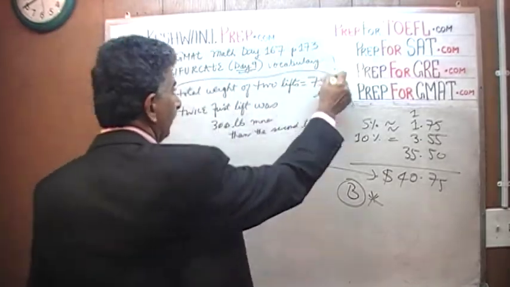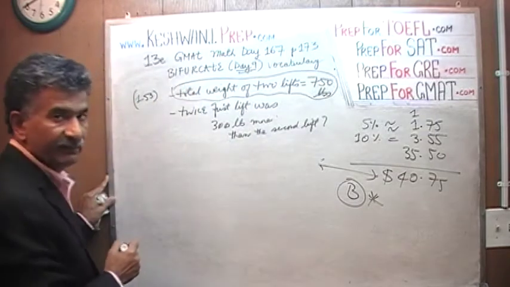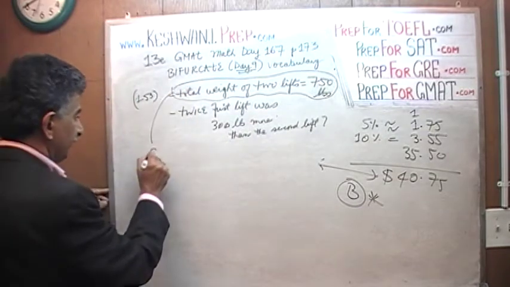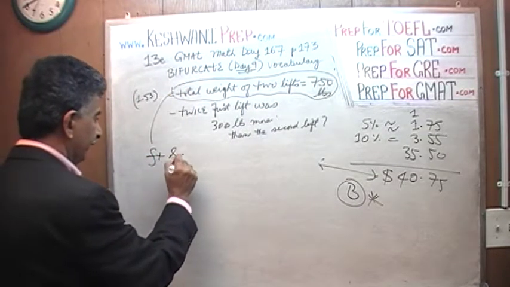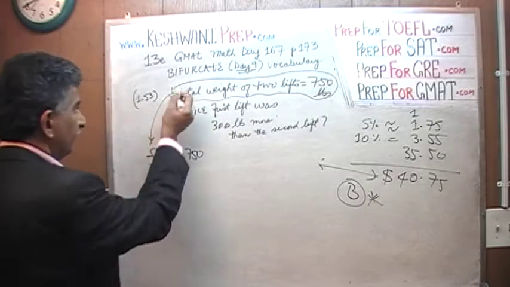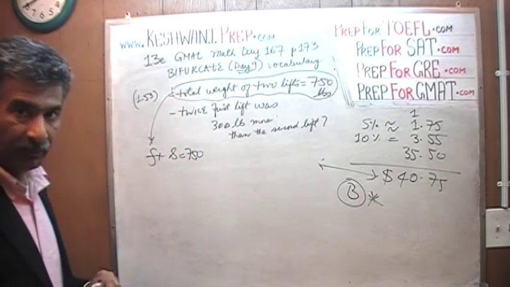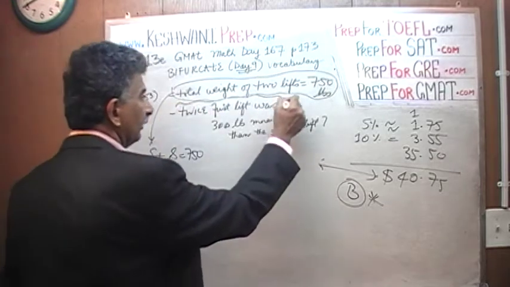Here is our first equation, which tells us that the total weight is 750, which tells us that the first lift plus the second lift is 750. That comes from the first sentence. And the second equation that we need is going to come from the second sentence, right here.